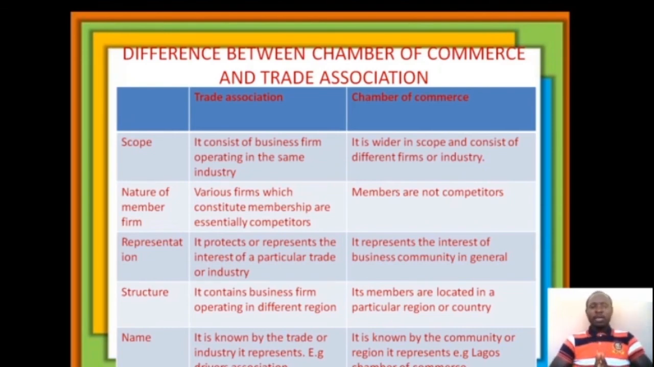Then name. You can easily tell. This is one of the easiest ways you can distinguish between a trade association and a Chamber of Commerce: through its name. For instance, under trade association, you can say Drivers Association. Quickly, you will know that yes, this has to do with a trade association because they are in the same line of business. By the time you start mentioning Lagos State Chamber of Commerce or the Chamber of Commerce, Gwarimpa, you know that yes, this is a Chamber of Commerce. It is easy to distinguish using the name.